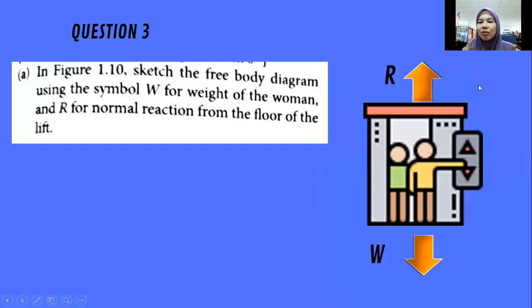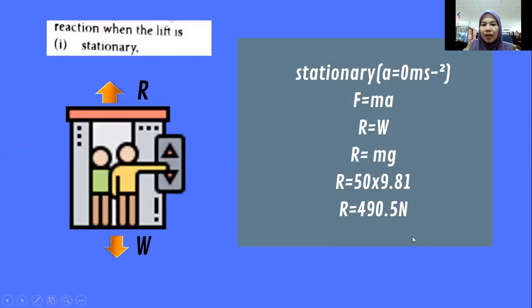Okay, how to solve this question? You have to draw the free body diagram first. Sketch the free body diagram using the symbol W for weight and R for reaction. And you know how to draw the free body diagram, right? Okay, next.